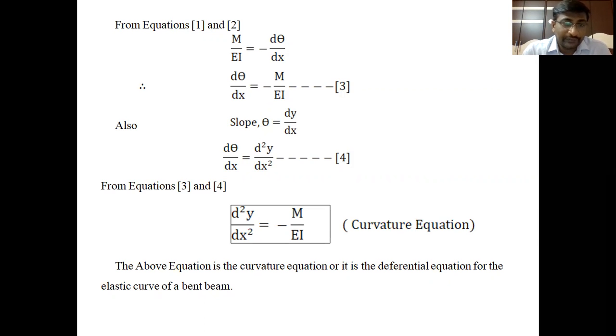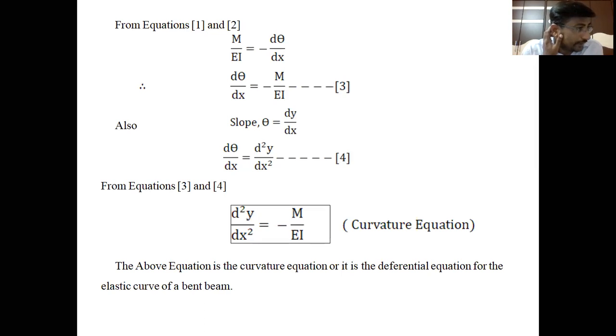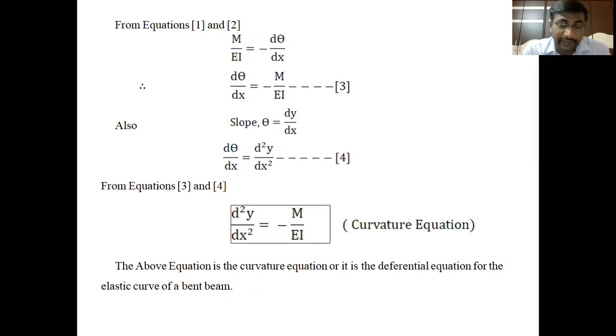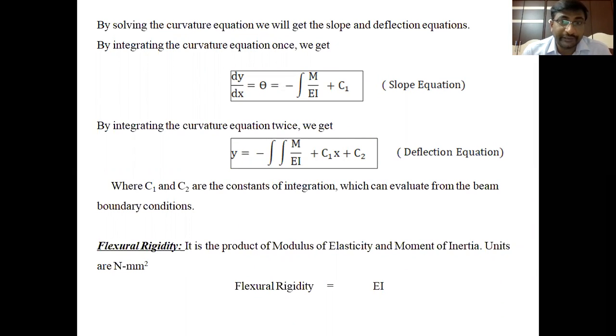In the double integration method, we solve this curvature equation by integrating twice. Then we can get the slope and deflection. Once we integrate, we get the slope, and after two integrations, we will get the deflection equation. In this chapter, slope is represented by dy by dx or theta, and deflection is represented by y. After the first integration, we will get dy by dx on the left side, which is also called theta, and after the second integration we will get y, that is the deflection. C1 and C2 are the constants of integration. They can be found by using the boundary conditions, which depend on the type of beam or type of load.